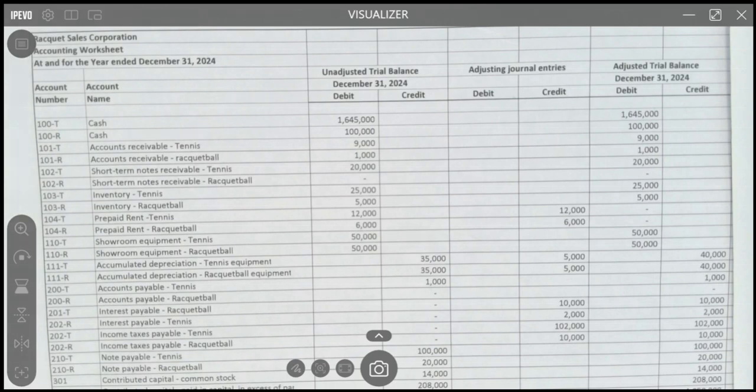Welcome to a video demonstrating the development of a balance sheet in publishable form from the accounting worksheet.